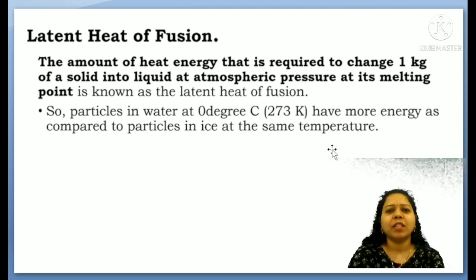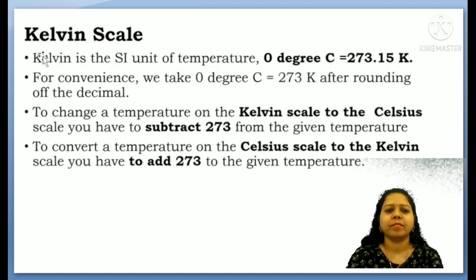Now see here, this is because of the change in state. In water, the particles are loosely bound, and in ice, particles are closely held together. That's why. Kelvin scale. Kelvin is the SI unit of temperature. For measuring temperature, we use degree Celsius and Kelvin, but Kelvin is the SI unit of temperature.